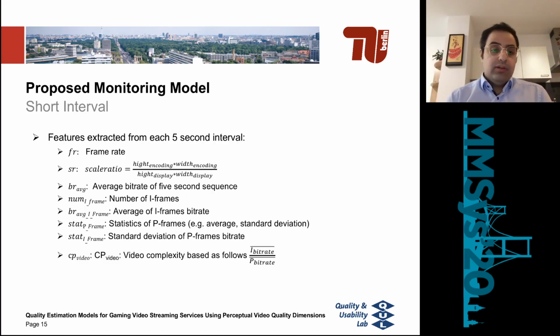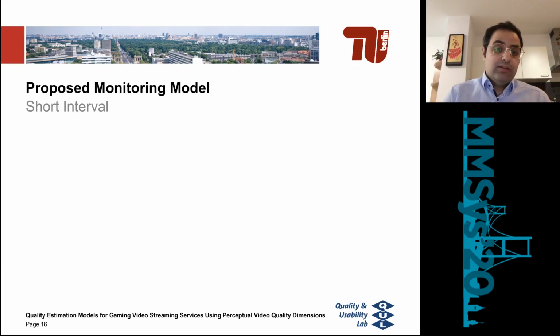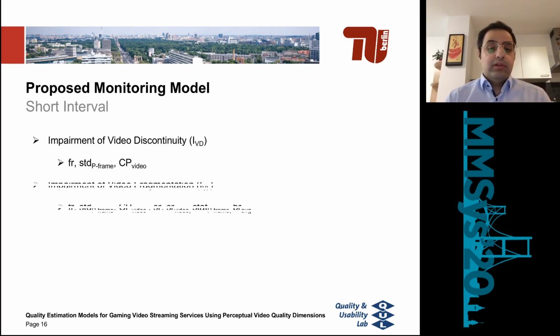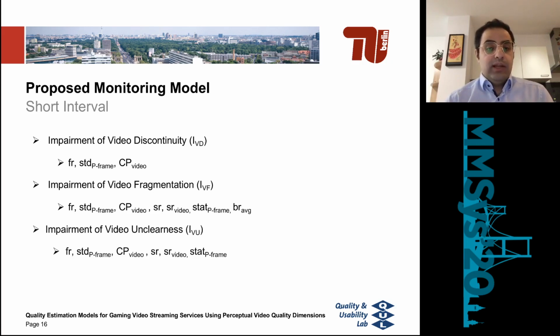So for the monitoring model, we use a short interval. But we extracted several features: frame rate, scale ratio, average bit rate of 5 seconds, but also number of I-frames, statistics about I-frames, P-frames, and then video complexity. So with all this information that you can actually read from the header of the packet, we made a factor analysis, and then we tried to find out which of those factors or parameters would play a role, and we only selected those that play a role for one impairment, and removed the rest of them, to make our model less complex.